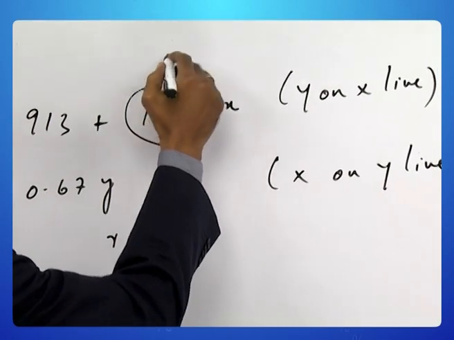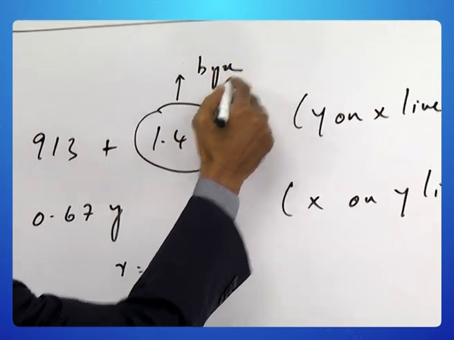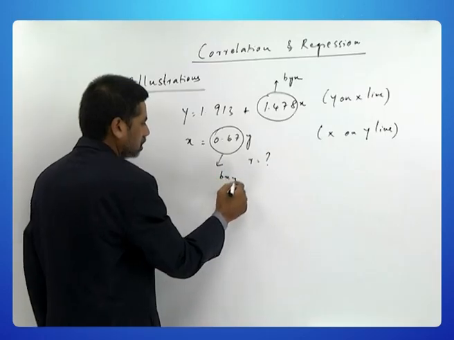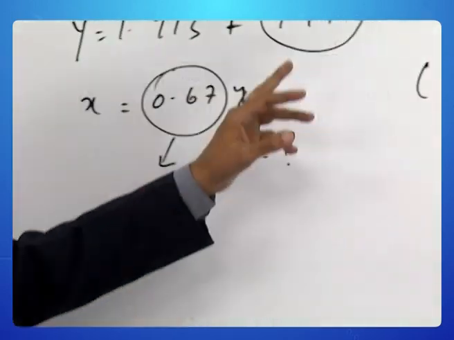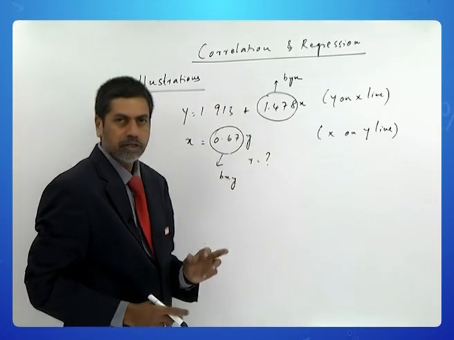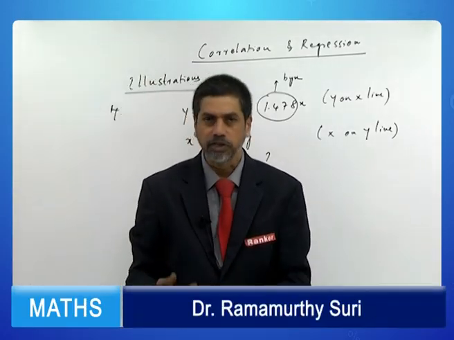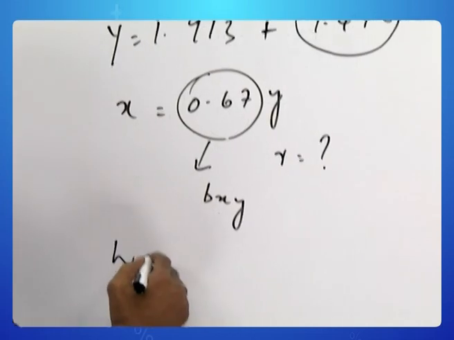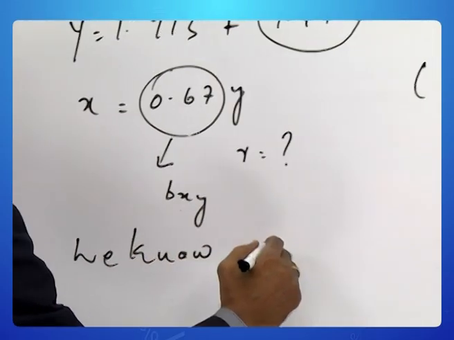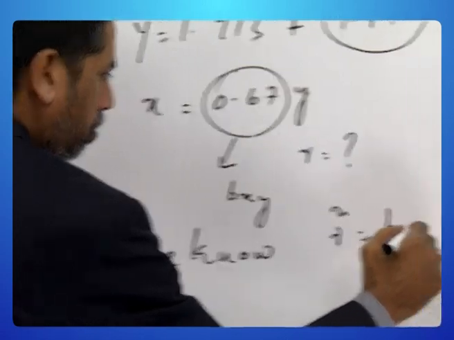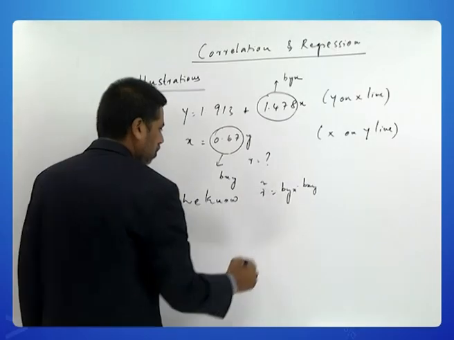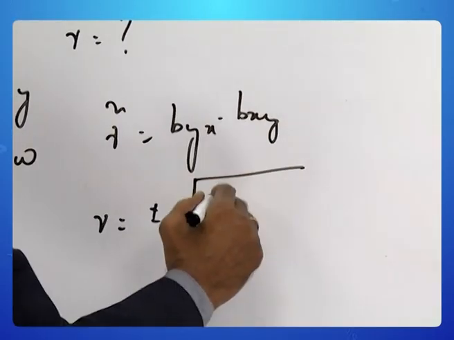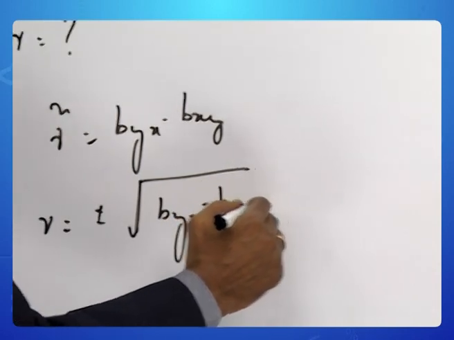This coefficient stands for byx. So this becomes the coefficient bxy. These are the two regression coefficients. Observe that both of them are positive. When both the regression coefficients are positive, the correlation coefficient also has to be positive. So we know the property r square is equal to byx into bxy. So r is equal to plus or minus square root of byx into bxy.